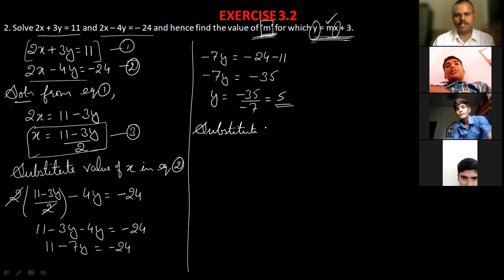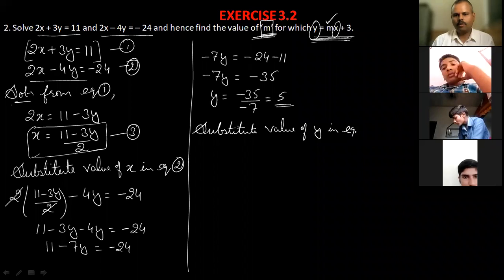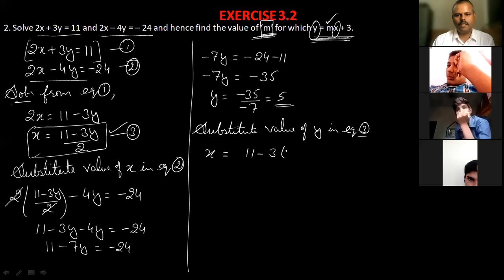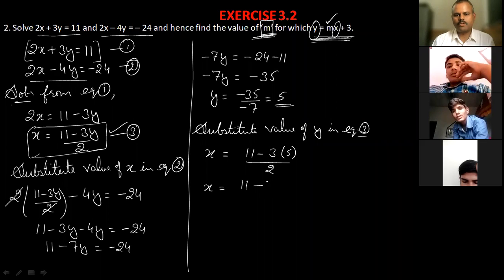Then you need to substitute the value of y in equation 2. If you substitute here, you get x equals 11 minus 3 multiplied by 5 upon 2. That is x equals 11 minus 15 upon 2.